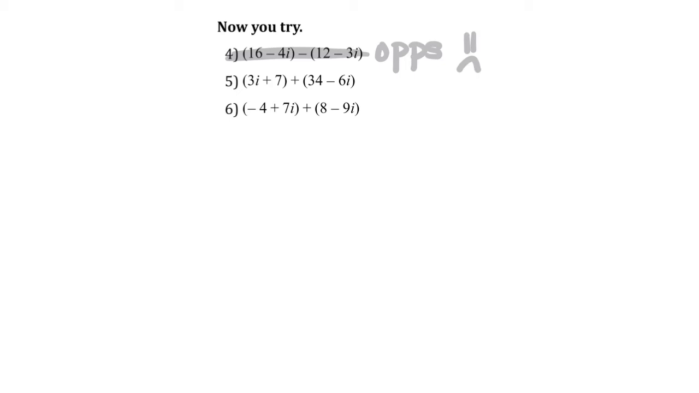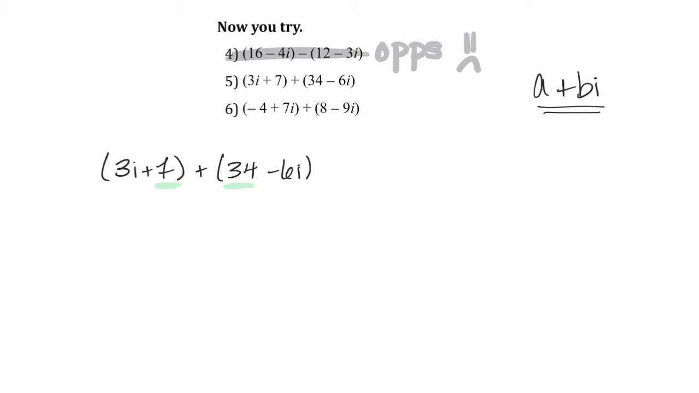Okay, these should have gone pretty quick. They're very basic problems. So for the first one, I have 3i plus 7, and I am adding to that 34 minus 6i. I'm going to combine my real components and my imaginary components. So I have a 7 and a 34, and I'm going to write that value first because that would be my real component. A plus bi is the form that you see for complex numbers. So to keep it in that form, 34 plus 7 is going to give me a 41.